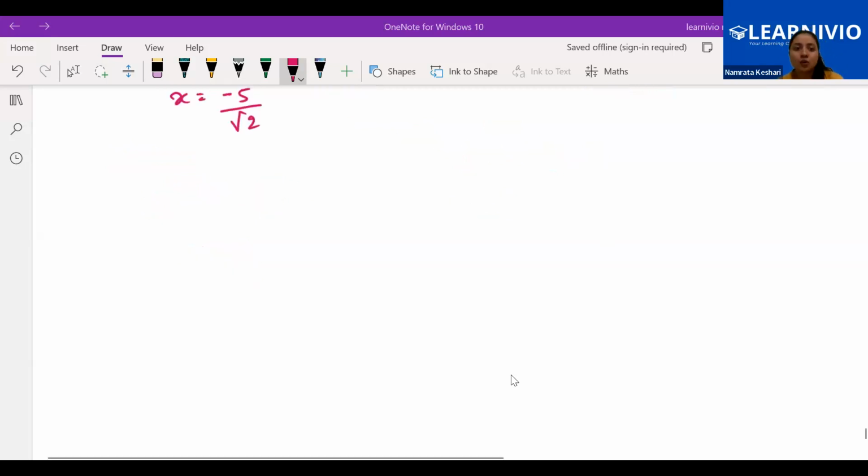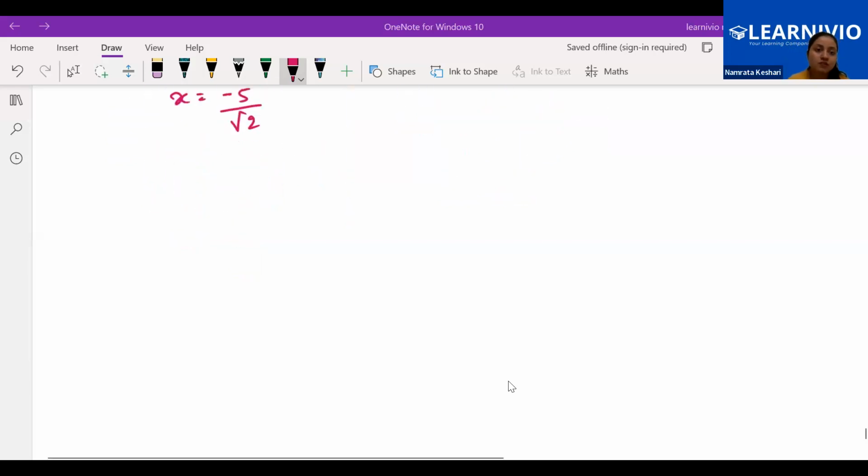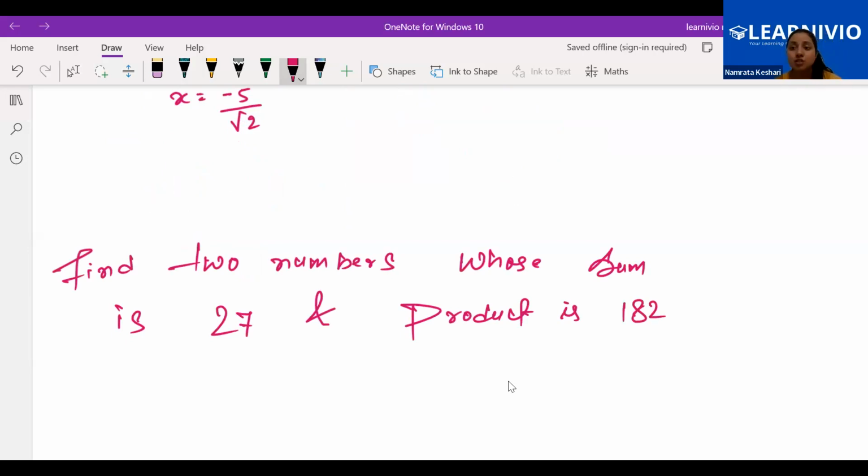Let's continue. Now, we will have a few word problems, and we need to just frame the equation. Once we are done with framing the quadratic equation, you will be able to solve it. So the question will be like this. Find two numbers whose sum is 27 and product is 182. Find two such numbers whose sum is 27 and product is 182.